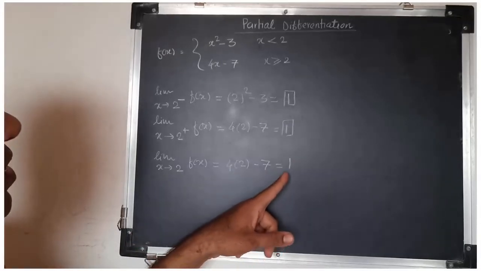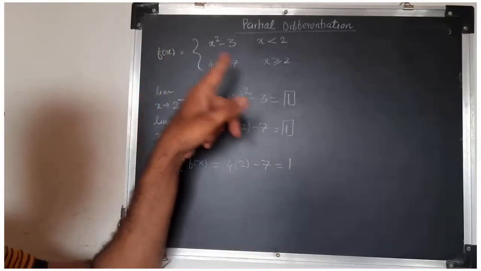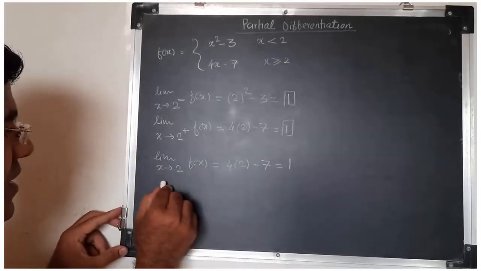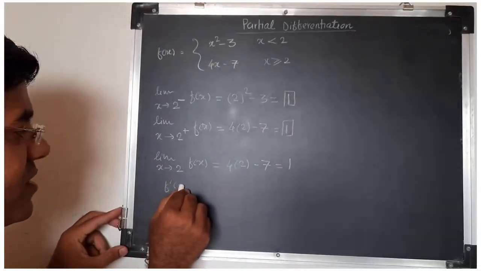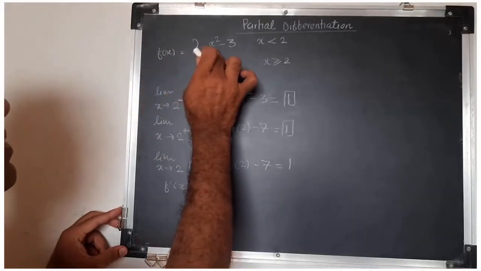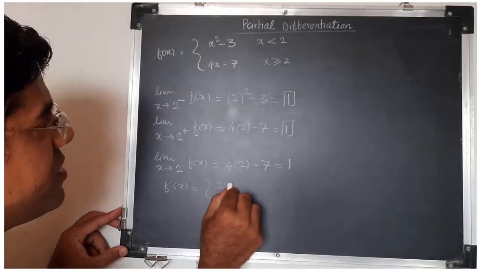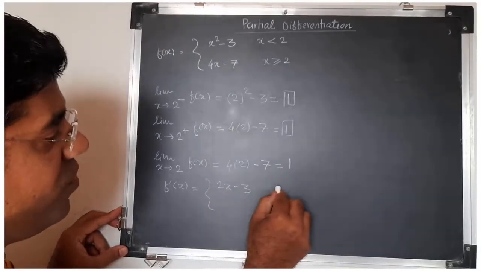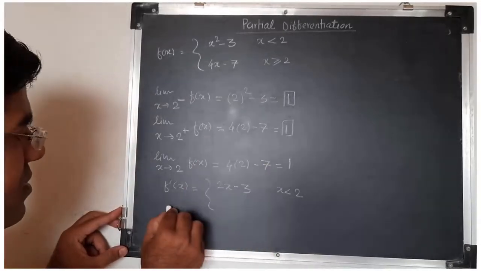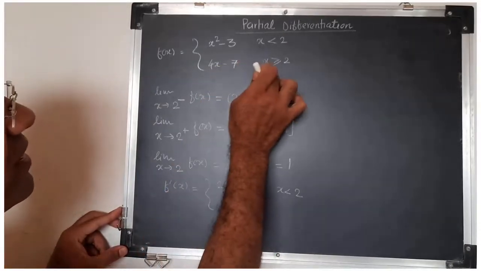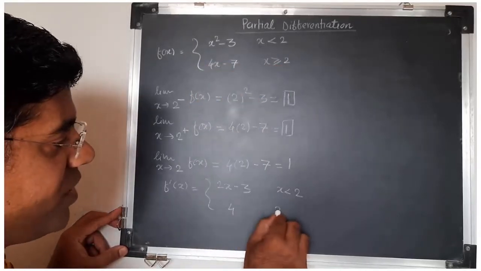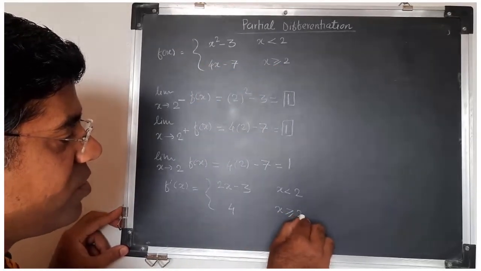Now my aim is that my first derivative should be continuous. So suppose this is f dash of x. f dash of x is nothing but the partial derivative with respect to x. So this is 2x minus 3, for x less than 2. Then f dash at this point is 4 only, for x greater than or equal to 2.